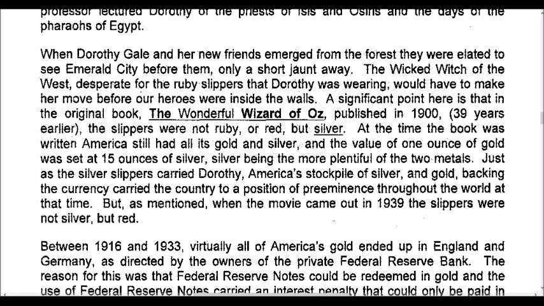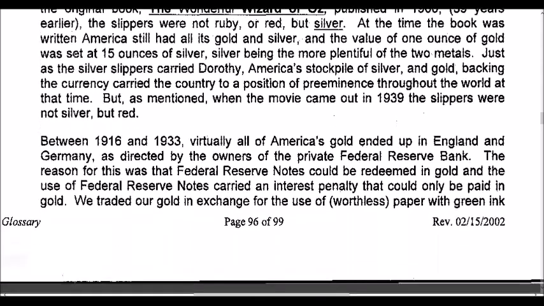At the time the book was set, the ratio was 16 ounces of silver to one of gold, silver being the more plentiful of the two metals. Just as the silver slippers carried Dorothy, America's stockpile of silver and gold backing the currency carried the country to a position of preeminence throughout the world at that time. But, as mentioned, when the movie came out in 1939, the slippers were not silver but red. Between 1916 and 1933, virtually all Americans' gold ended up in England and Germany, as directed by the owners of the private Federal Reserve Bank.